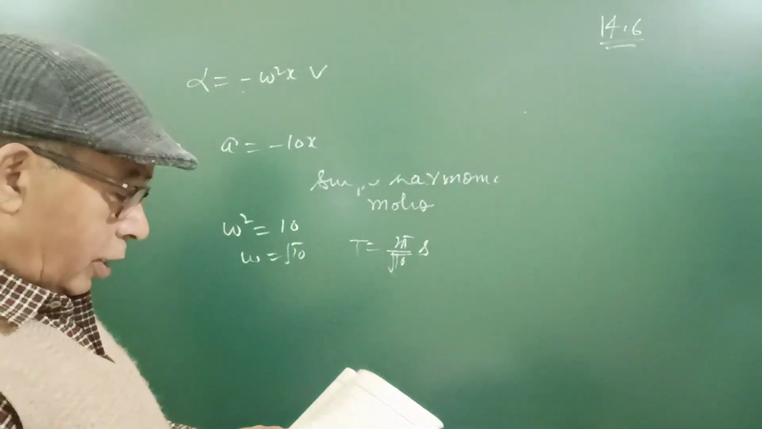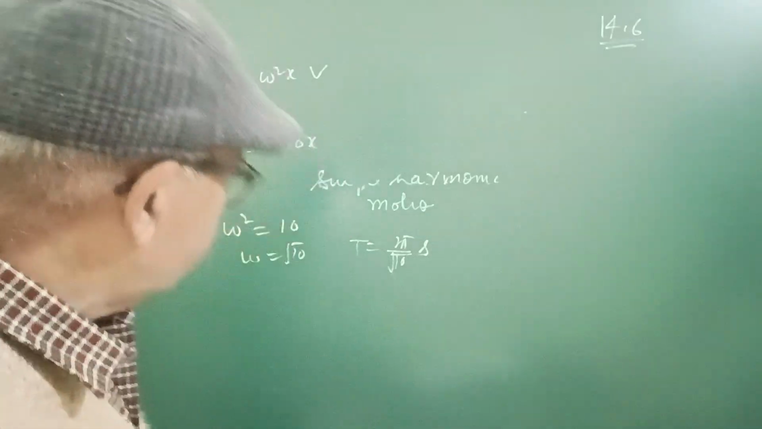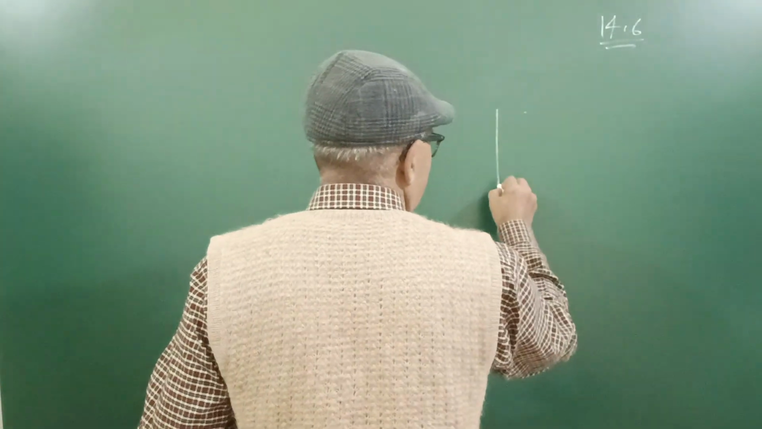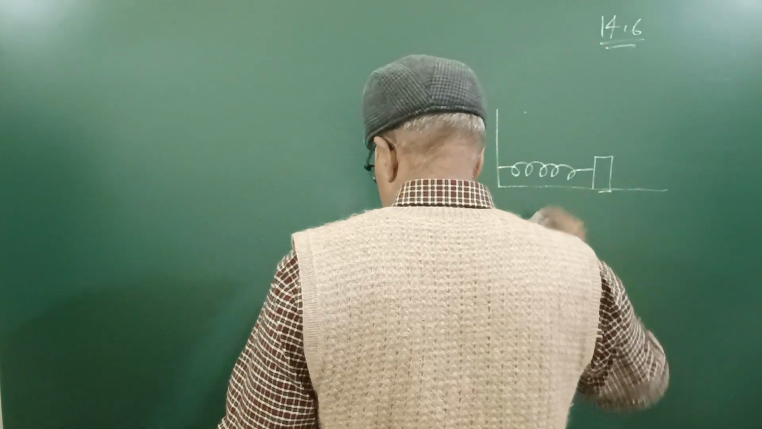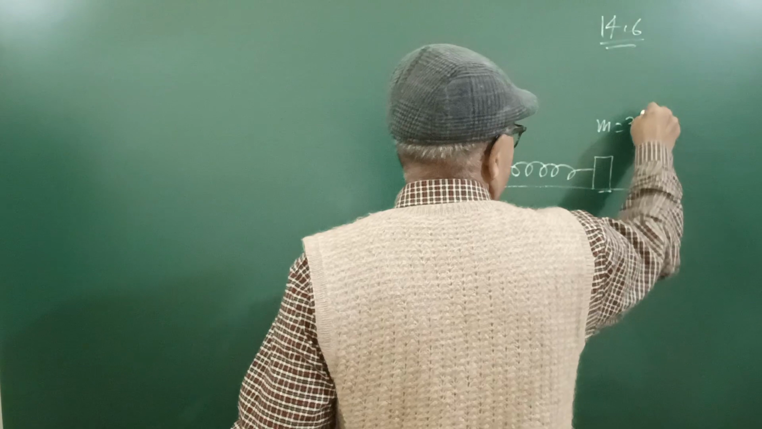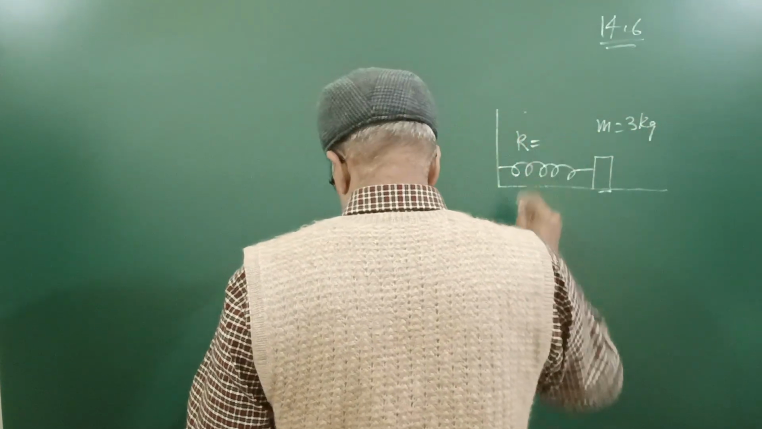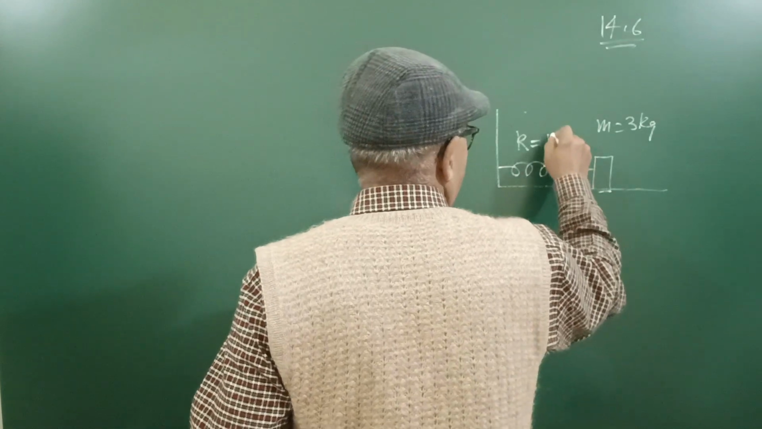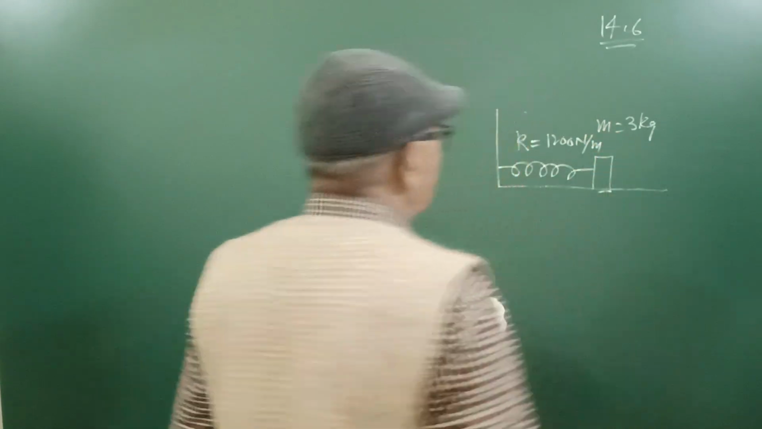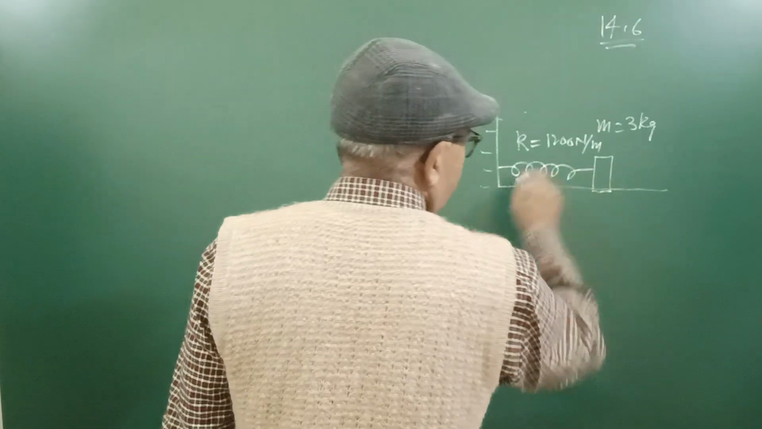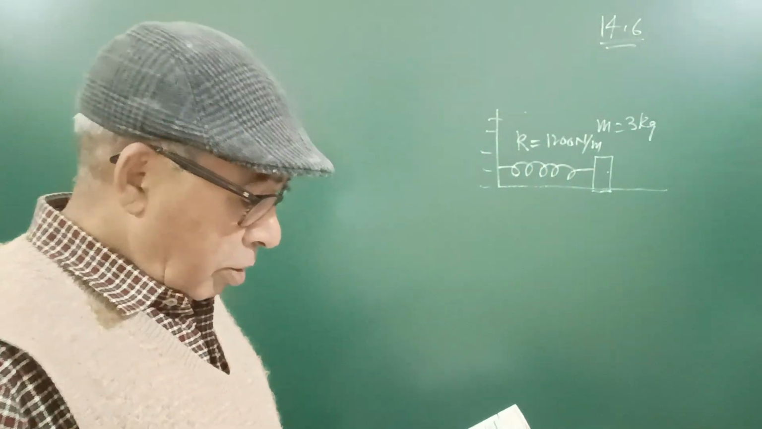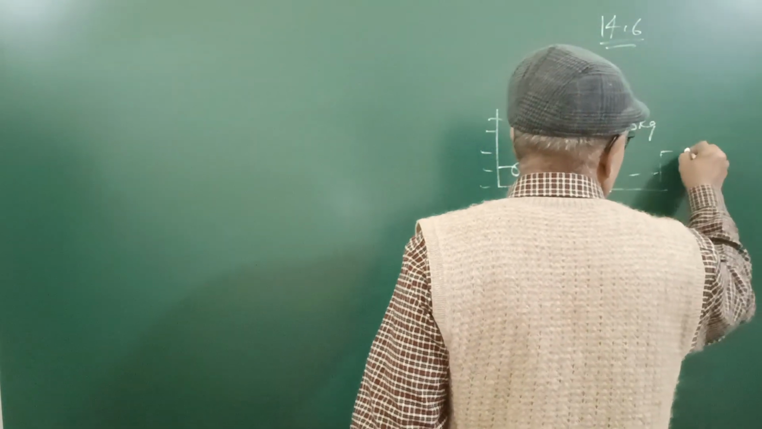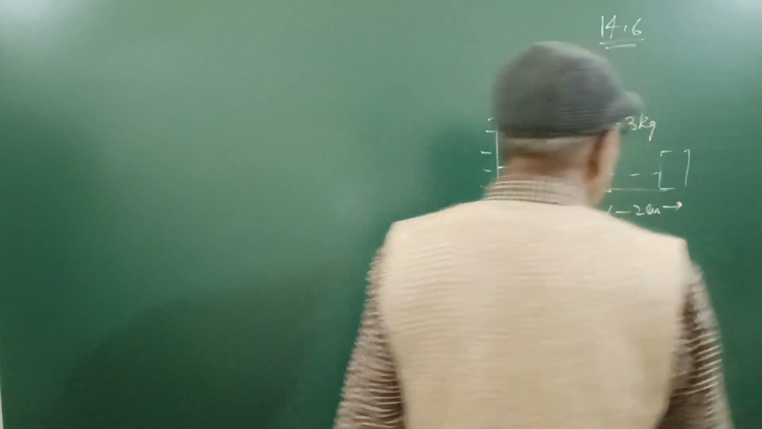Now I take another question, number 14.9. Here, this is a spring with mass M attached. This mass M is equal to 3 kg. Spring constant is equal to 1200 Newton per meter. This mass is pulled by a 2 cm distance and released.